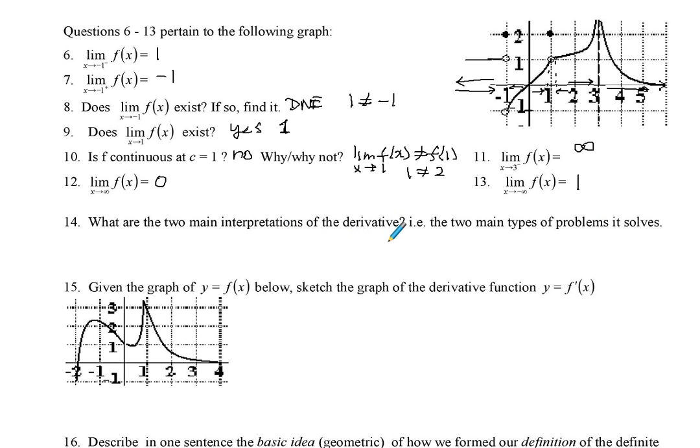Two main interpretations of derivative. Remember that the derivative f prime of x here is the slope of the tangent at x, and is also the instantaneous rate of change.